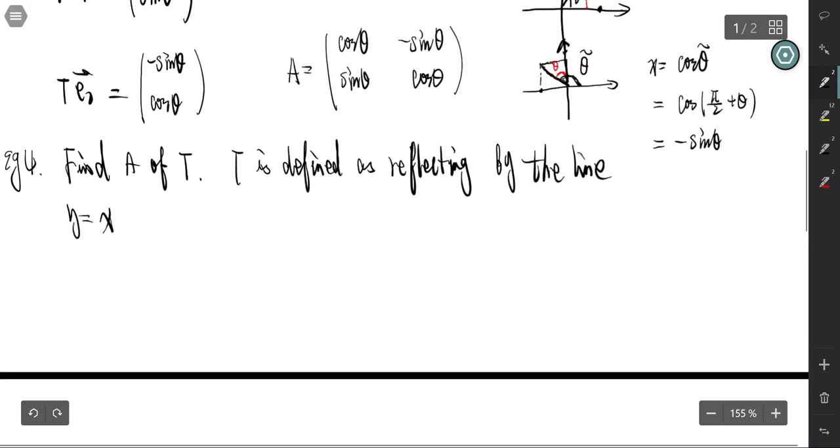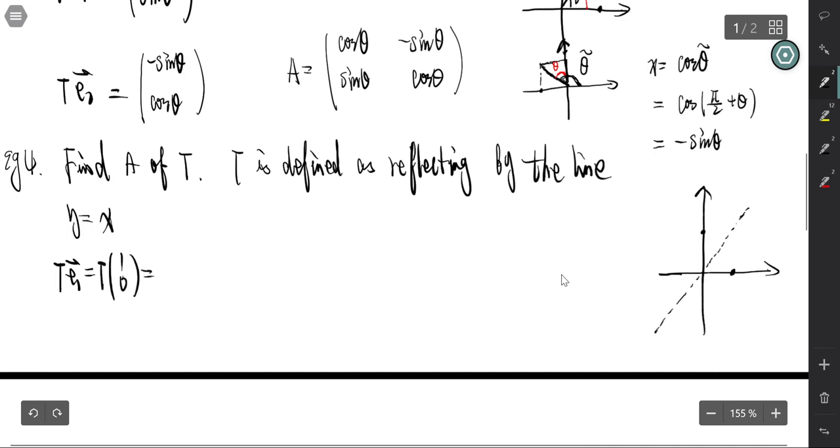This may not be too hard. Then use the graph y equals x. So this point changes to this point, and the E1 changes to the E2 because of reflection by y equals x. That is just interchanging the y-axis and the x-axis. So TE1 equals E2.